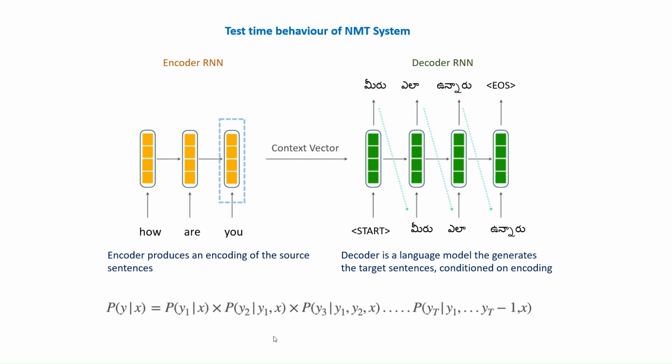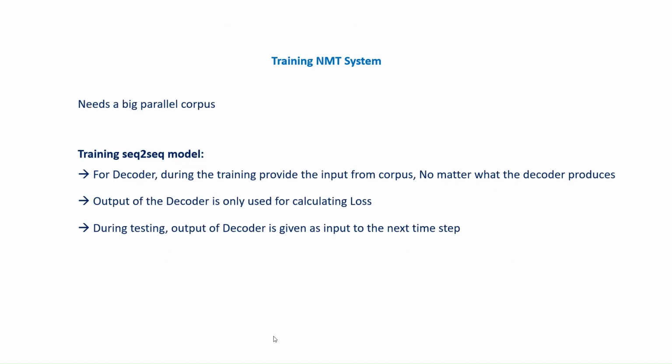Now let's talk about how to train an NMT system. In order to train the NMT system, we need a big parallel corpus. Here parallel corpus means a collection of parallel sentences from both the source and the target languages. Now what we need for training the sequence to sequence model, here are the 3 points you need to remember.